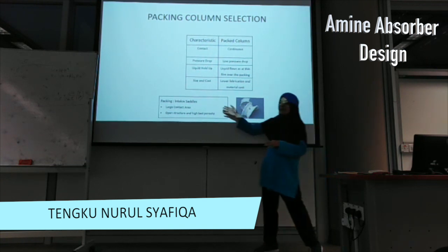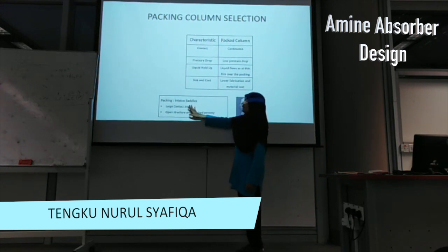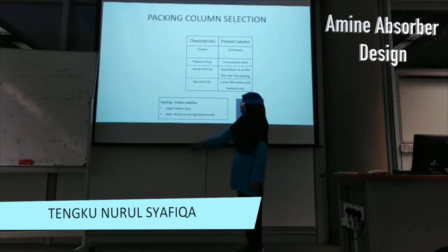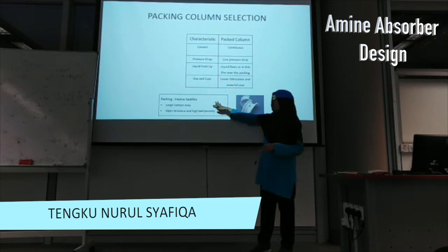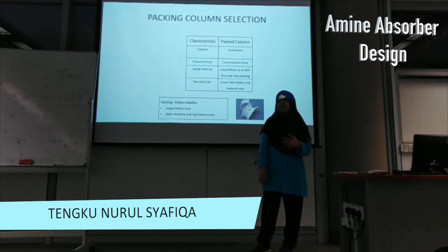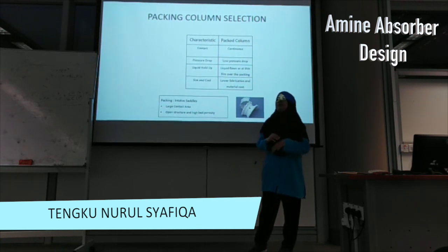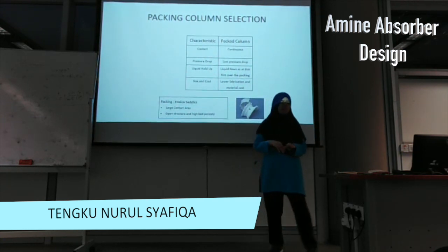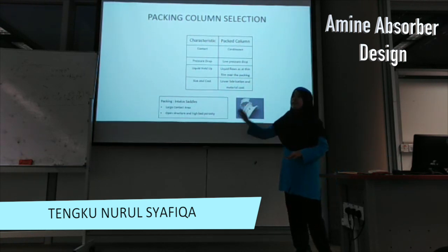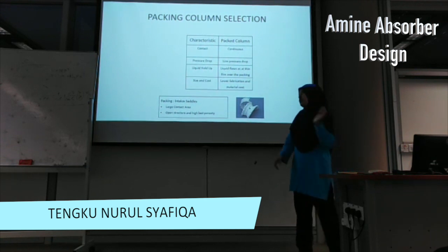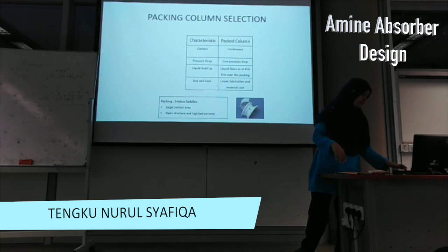For the type of packing, I decided to use interlock saddles. Why? First, because interlock saddles have a large contact area. Other than that, they also have an open structure and high bed porosity. Moreover, interlock saddles also have high chemical resistance. And last but not least, they have lower cost compared to other materials due to their simpler form. So that's why I decided to choose a packed column with interlock saddles, or in other words, an interlock saddle packed column for our amine absorber design.